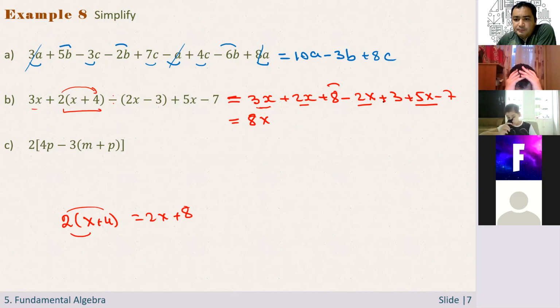Okay, how about the numbers? Here we have 8 plus 3. It is 11. 11 minus 7. So here we have 4. Okay. The last one who is left here.